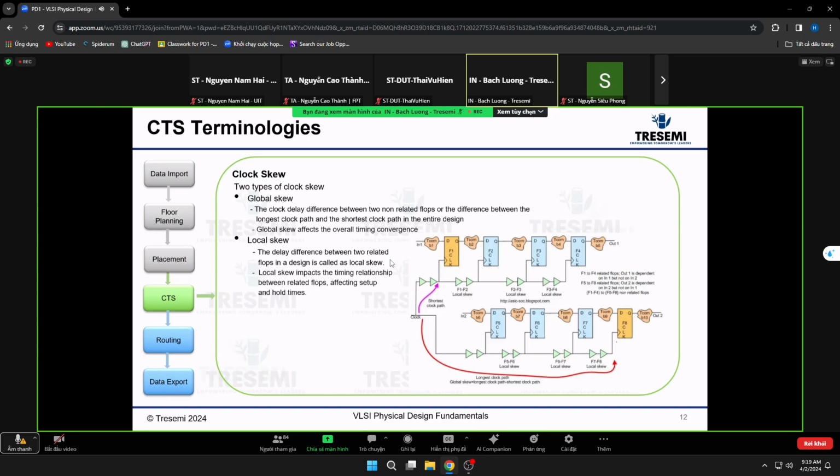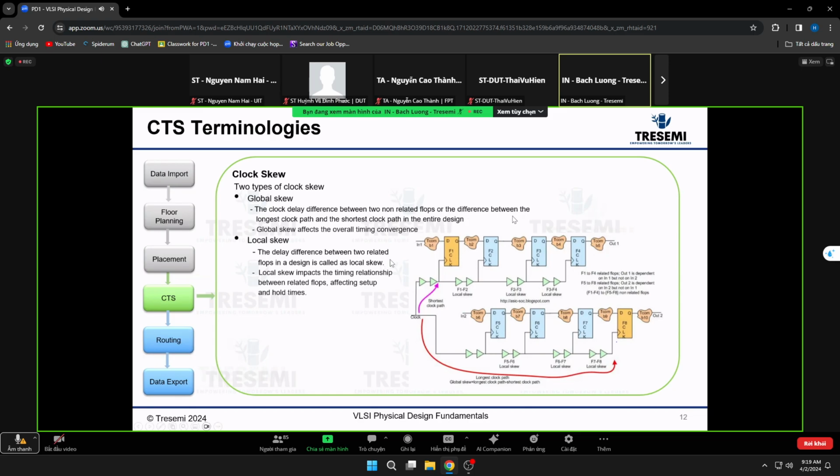Okay, so there's two types of clock skew, global skew and local skew. Let's talk about global skew first. The global skew is the clock delay difference between two non-related flops, or basically the difference between the longest path and the shortest path in the entire design.